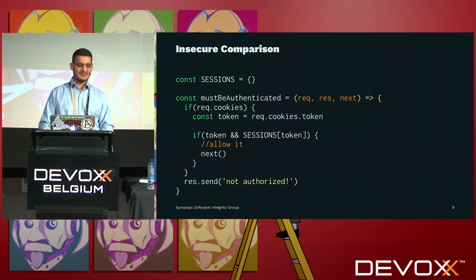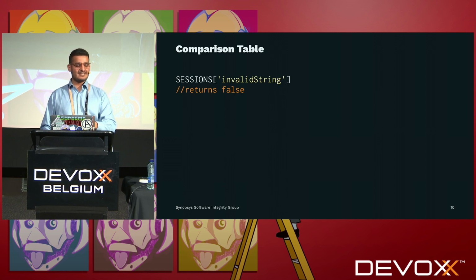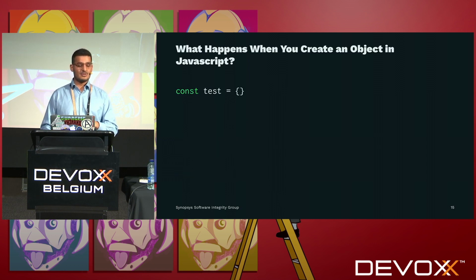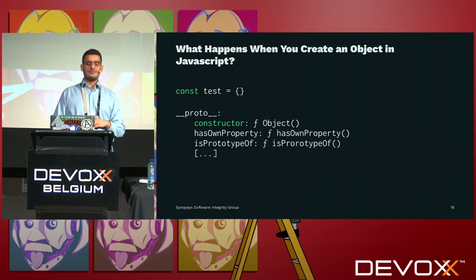Okay, so let's go back to our code. Sessions is an object and mustBeAuthenticated is the middleware that checks. When we see these things, an invalid string, which obviously nobody should know, is false. When it's empty, of course, it's false. But when the token is called constructor, it returns true. So let's take a look. When you create an object in JavaScript, by default, it has these base properties. If you look at the prototype of an object, it has properties like constructor, hasOwnProperty, __proto__, and so on.